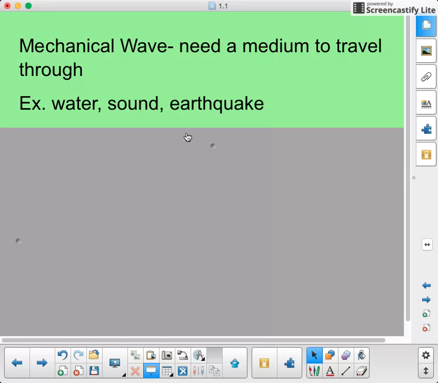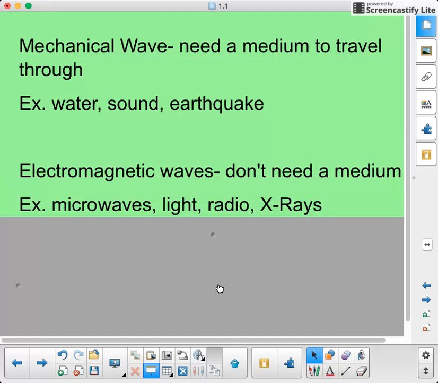Earthquake waves are also mechanical waves. Without Earth's crust to travel through, the waves die off. In contrast, electromagnetic waves do not need a medium to travel. Microwaves, light waves, radio waves, and X-rays are all examples of electromagnetic waves, and that's why we can get sunlight and heat here on Earth, because the light and heat from the sun are able to travel through empty space. They don't require a medium.